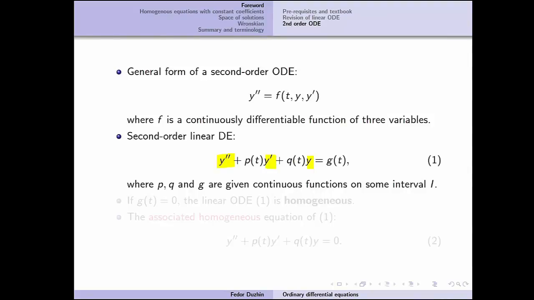I'm sorry about the confusion. Here I denoted the right-hand side by g of t, and later somehow I switched to q of t. I hope it's not going to be too much of a trouble.